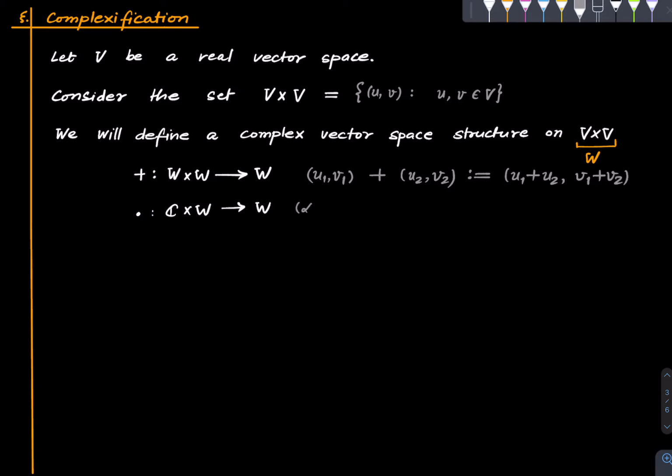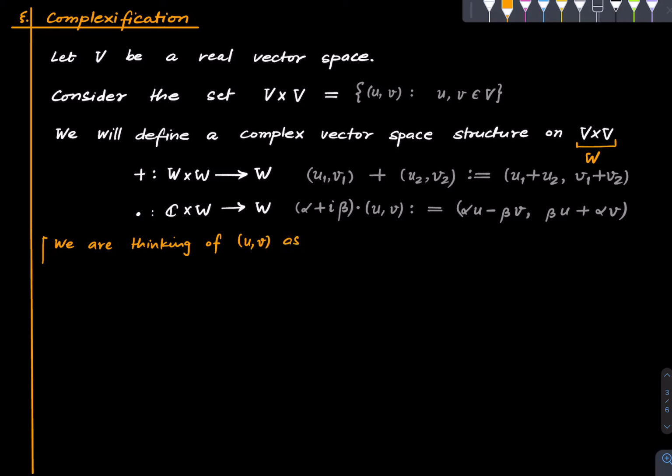So we define (alpha plus i beta) dot (u, v) as (alpha u minus beta v, beta u plus alpha v). It's not clear what's going on. Why would anyone come up with it? But here is the motivation. We are thinking of (u, v) as u plus i v formally.